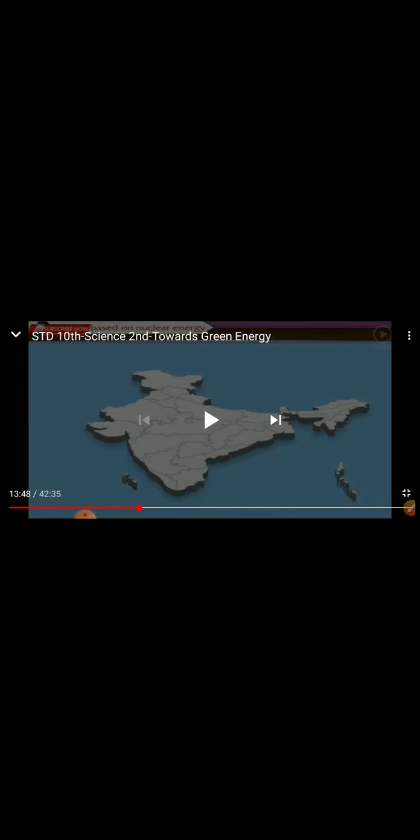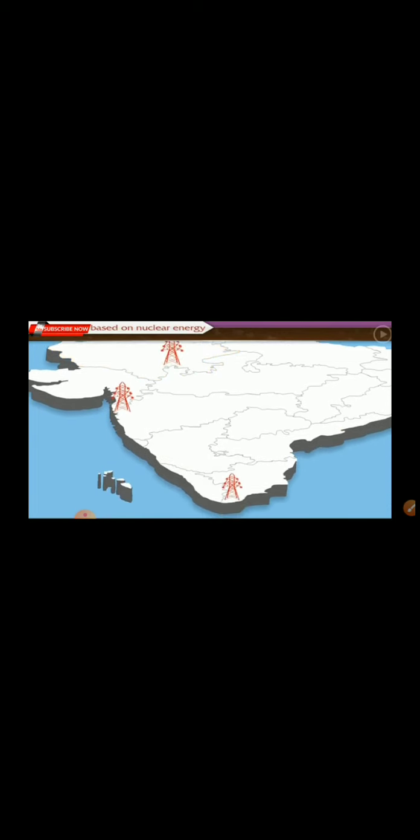Let us now see some important nuclear power plants located in India and their capacity. In the state of Tamil Nadu, there is a nuclear power plant having a capacity of 1000 megawatt in Kudankulam. In Maharashtra, there is a nuclear power plant with a capacity of 1400 megawatt in Tarapur. In Rajasthan, there is one of 1180 megawatt in Rawatbhata. In Karnataka, there is one of 880 megawatt in Kaiga.